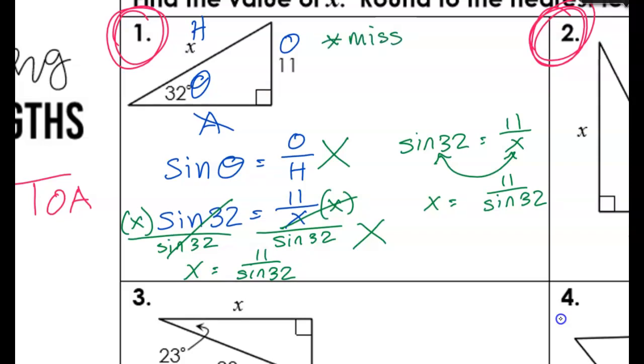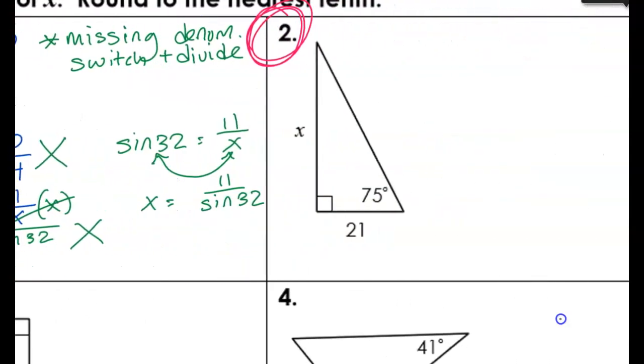Missing denominator, switch and divide. Does anyone remember what you do if you're missing the numerator? I'll just tell you. You multiply.